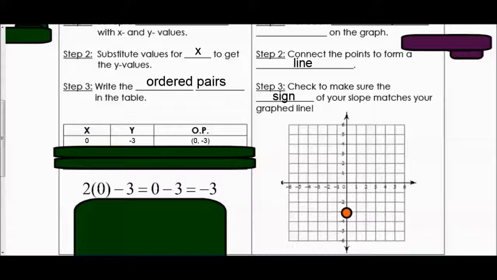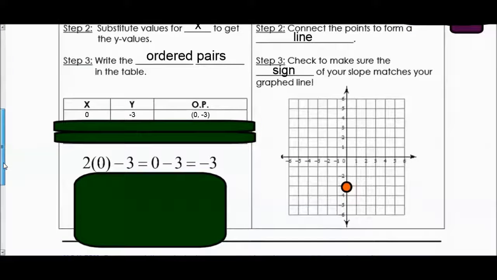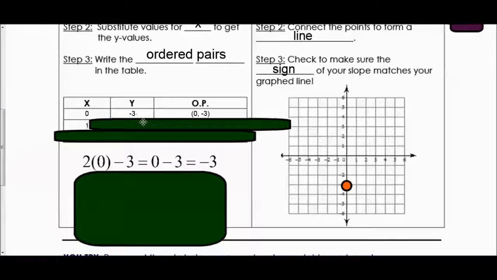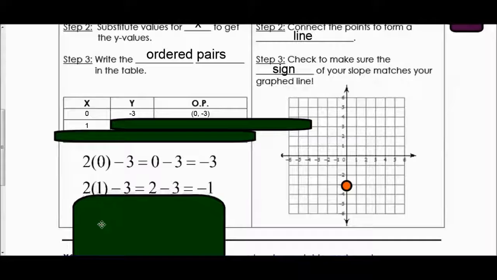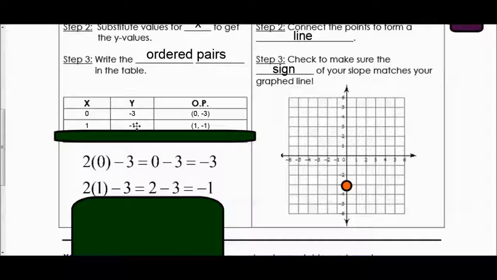Alright, the second point, we're really just picking whatever x values you want, so let's make it as easy as possible. Let's just plug in 1. 2 times 1 would give us 2, and then 2 minus 3 would give us negative 1. So the y coordinate is negative 1, and that gives us our second ordered pair, 1, negative 1.